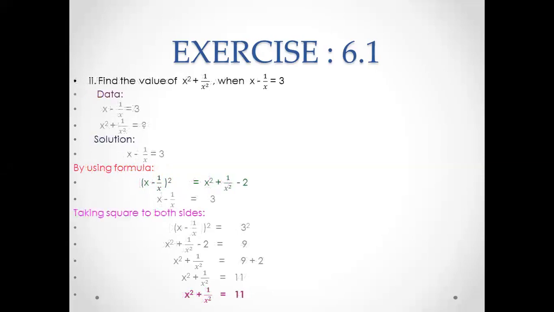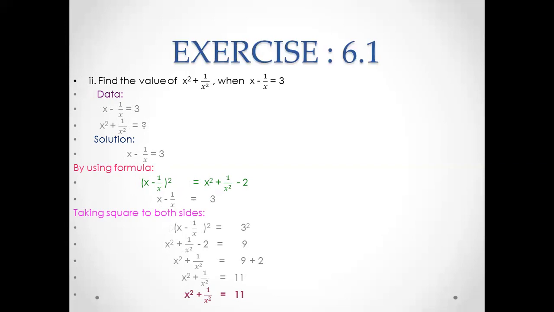This is x − 1/x is equal to 3. No change, only the change with the sign of 2. Otherwise, all the steps are the same. In the first step, we take the square, then we write the formula, then we open the square on both sides, and at the end we shift 2 to the other side, and we get our answer.